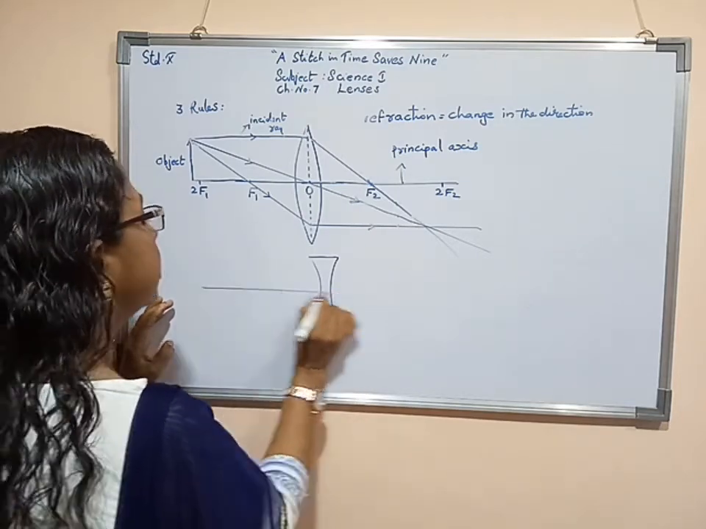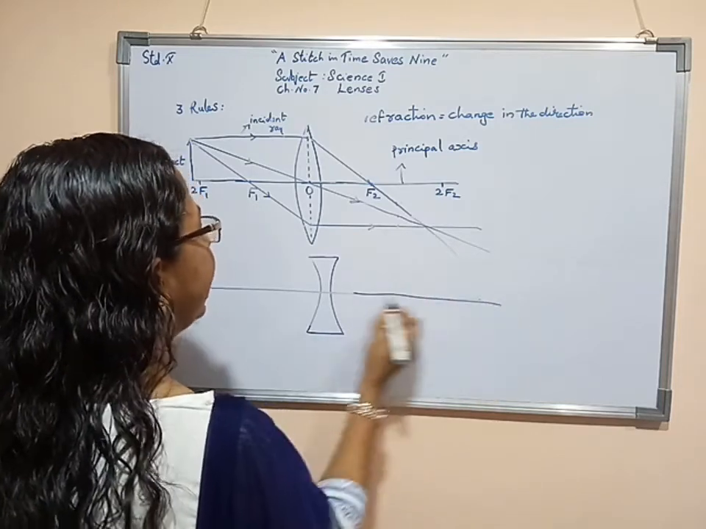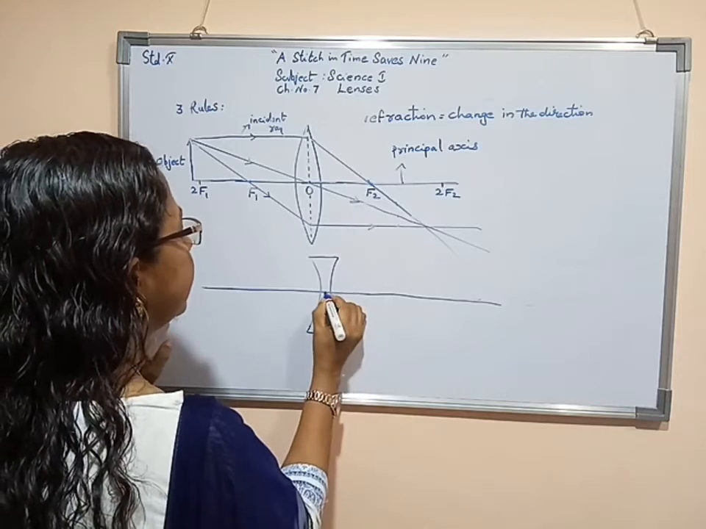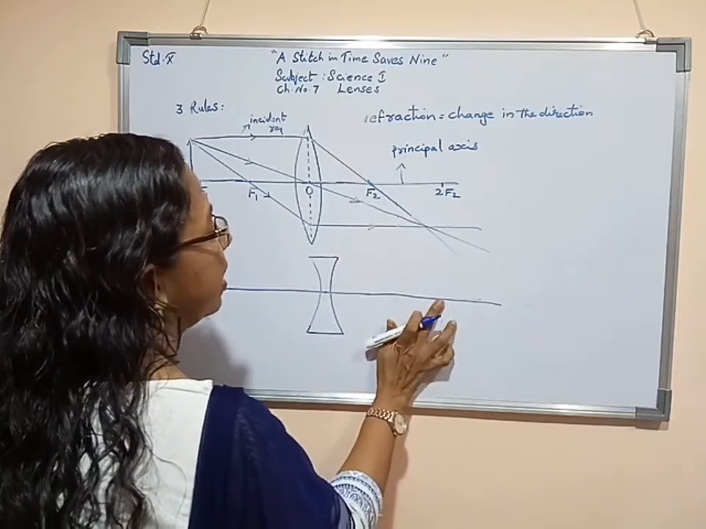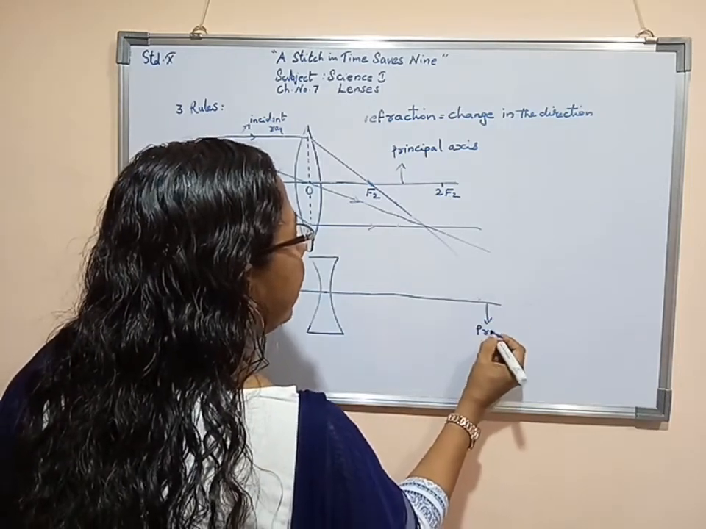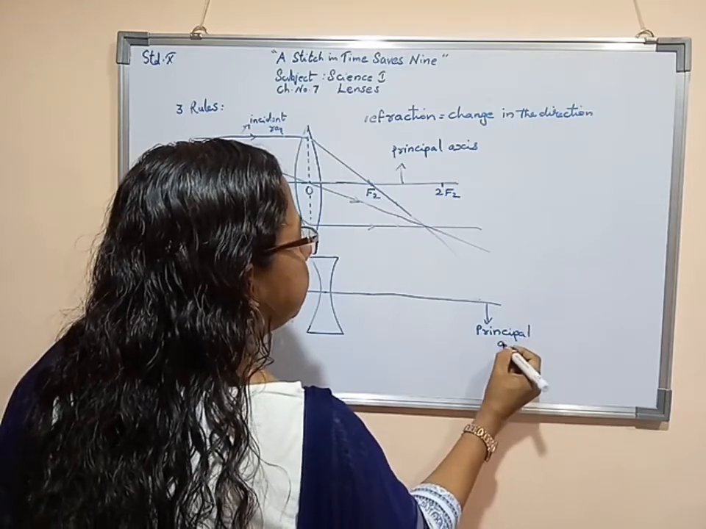Now this is the principal axis of the lens. This is the central point. We can say that this is the upside. I will make it anywhere. Here I am making this the principal axis of the lens.